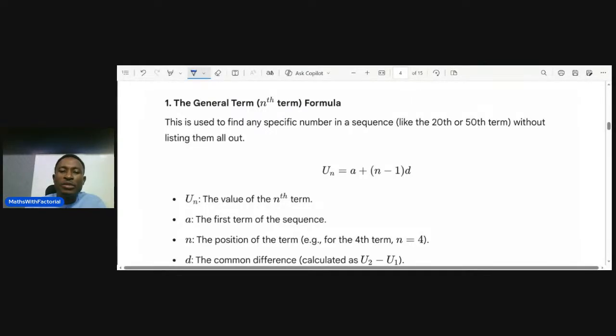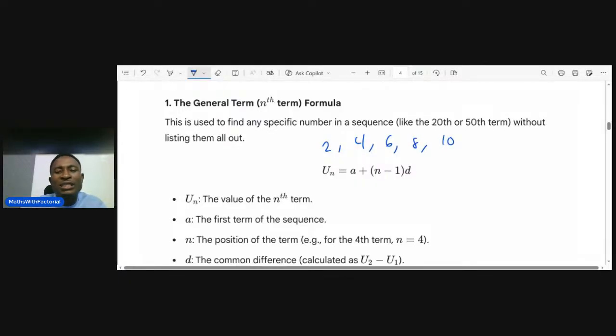Suppose I have 2, 4, 6, 8, 10. Who can tell me the number of terms we have here? We have 5 terms in this particular sequence: 2, 4, 6, 8, and 10.